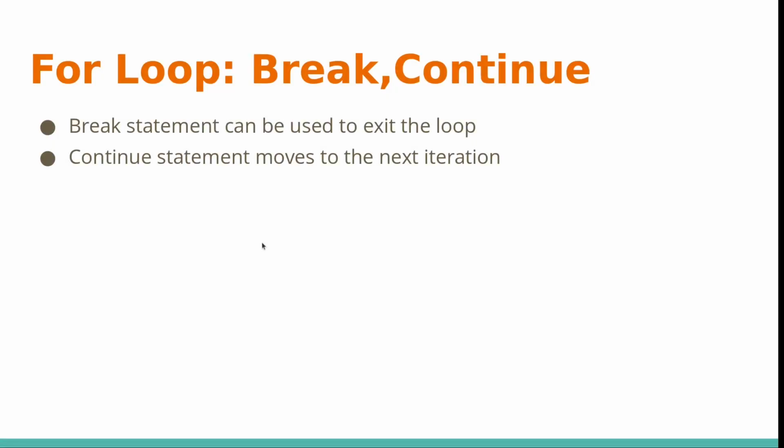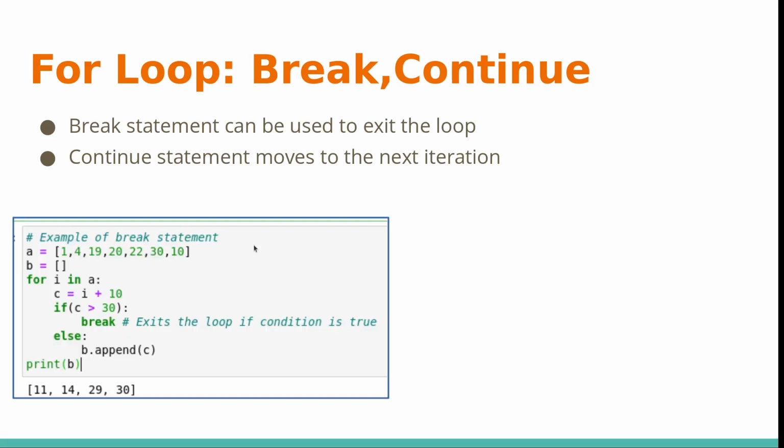There are two other important statements that come in handy when you do for loops. One is the break statement, and the other is the continue statement. The break statement allows you to break out of the loop if a certain condition is met. So typically, if you want to include a break statement, you will include an if statement or an if else statement to check that condition.